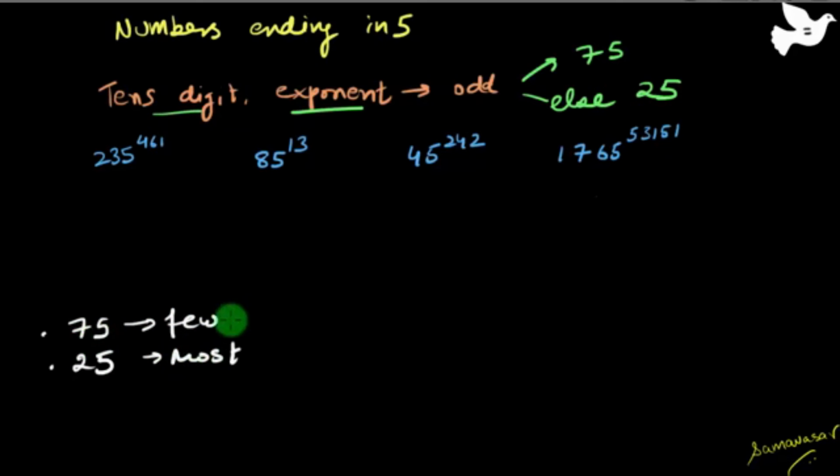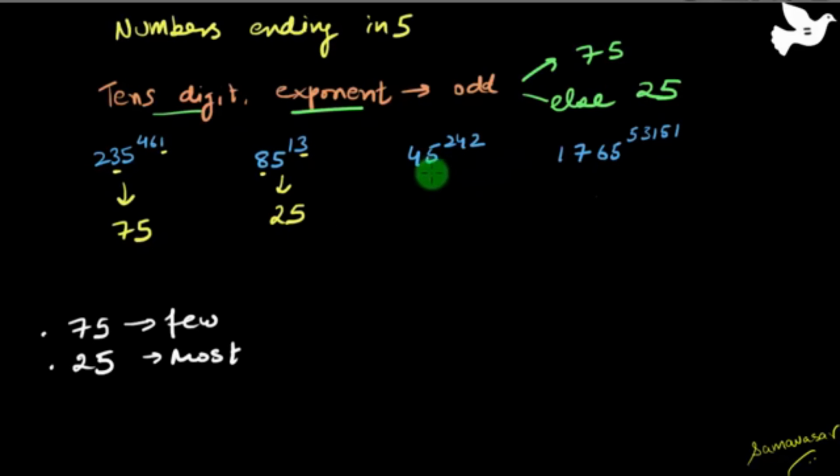What are the few cases? That is, the tens digit of the number and the power are both odd, which means the last two digits will be 75. So what do I mean? Let's just see some examples. In this case, the tens digit of the number is 3, odd, and the power is also odd. So the last two digits of this number will be 7 and 5. Fairly straightforward. Now let's move here. The tens digit of this number is even though the power is odd. So because one of them is even, this will end in 25.